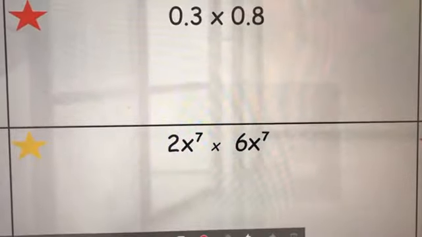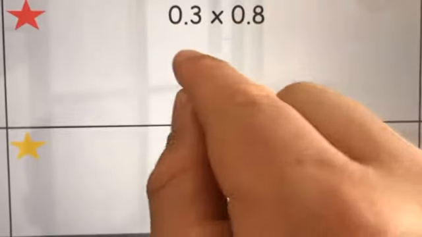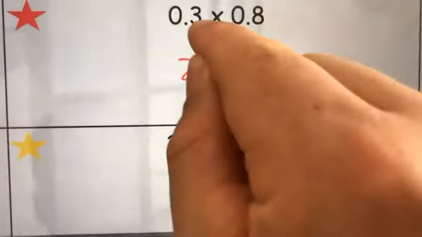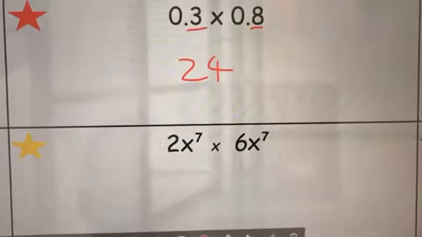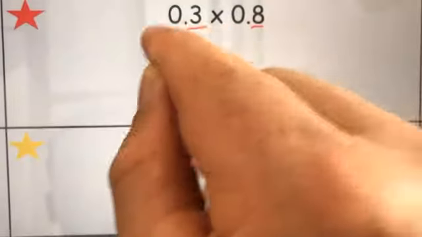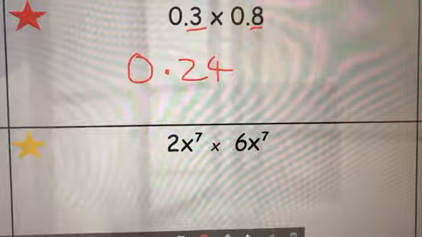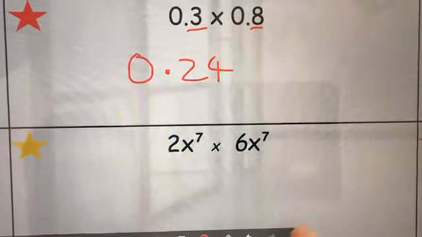Then 0.3 times 0.8. 3 times 8 is 24. I can do the single digit version. Looking at this, I've got 2 numbers after the decimal point, so I've got to count back 1, 2, put a decimal point into my answer, put a 0 before it. My answer is 0.24 for 1 mark. Next one.